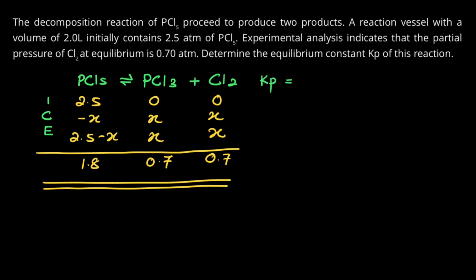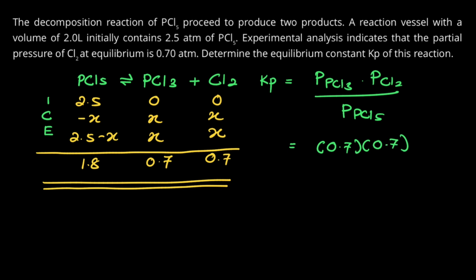Now we can calculate the Kp. Kp is the products, which is the partial pressure of PCl3 times the partial pressure of Cl2, divided by the partial pressure of PCl5. We're just going to plug in the values: 0.7 times 0.7 divided by 1.8. Therefore, the Kp for this reaction is equivalent to 0.2722. So this is the final answer for this question.